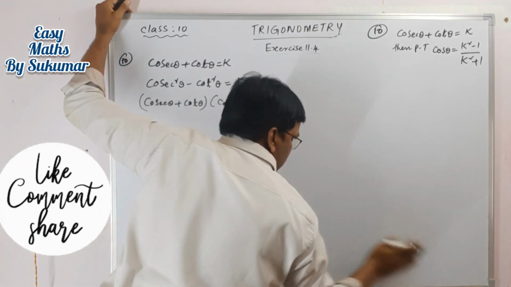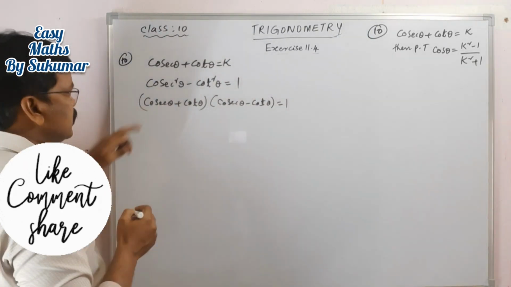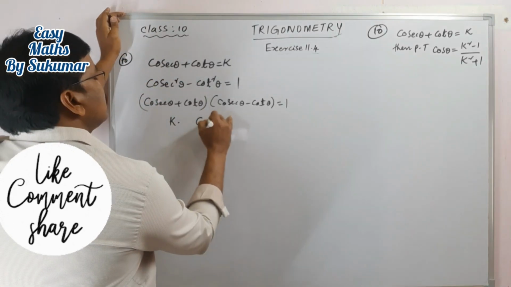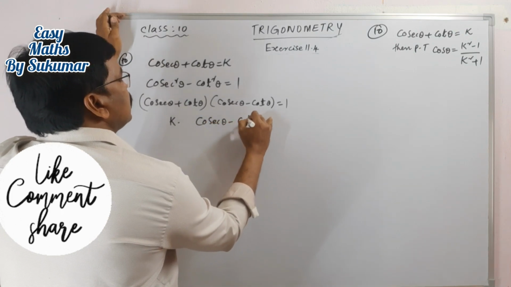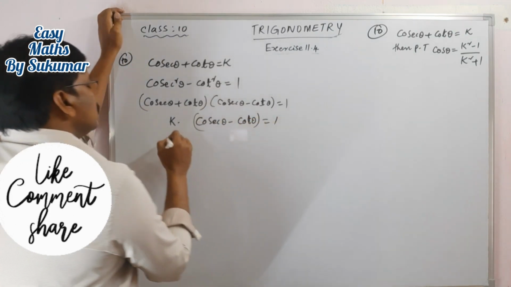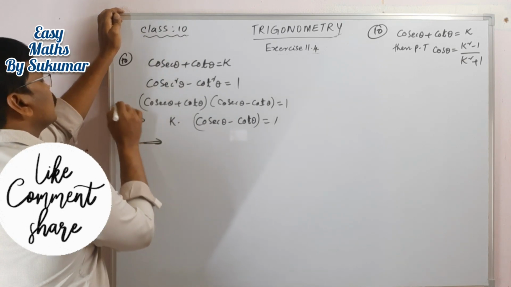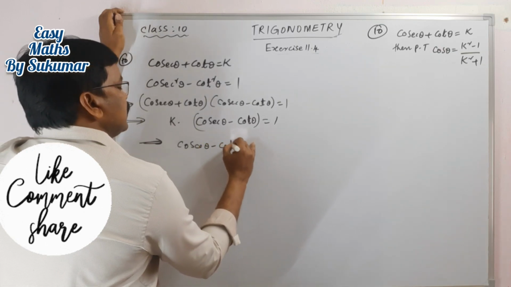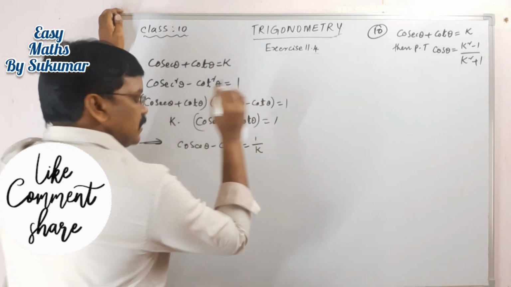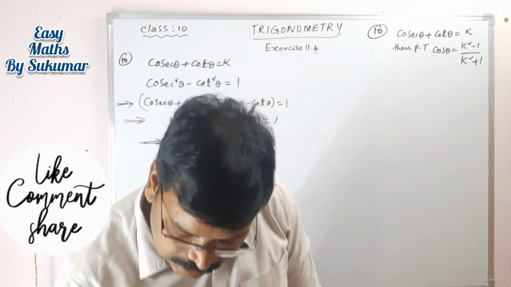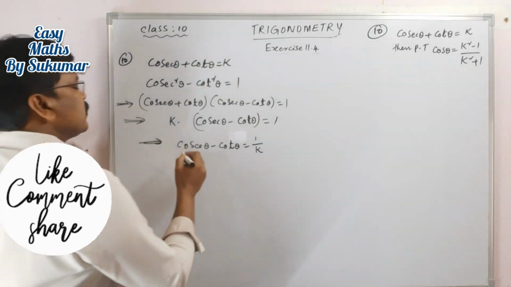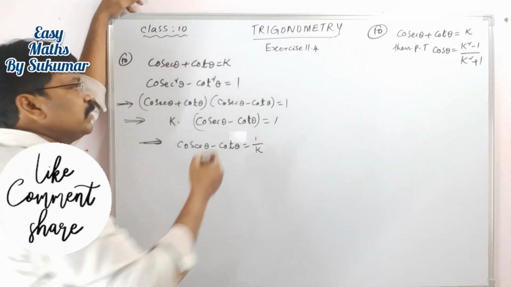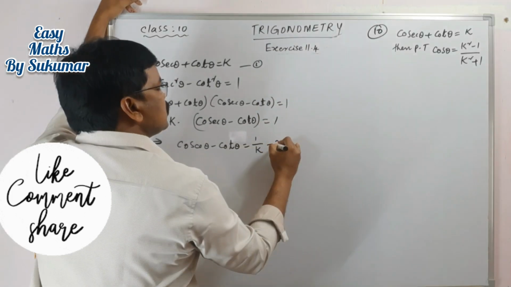Now I have explained here, right? My dear students, this cosecant theta plus cot theta means k, no? So k times cosecant theta minus cot theta is equal to 1. So from this, what is cosecant theta minus cot theta? Cosecant theta minus cot theta is equal to 1 by k. So my dear students, cosecant theta minus cot theta is 1 by k, and cosecant theta plus cot theta is equal to k. Let this be equation 1 and this equation 2.